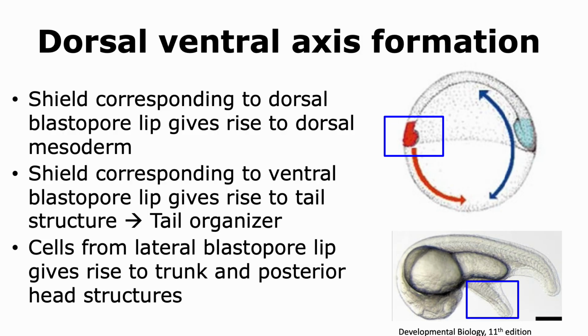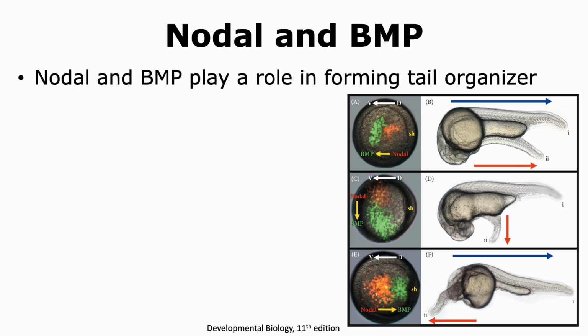Similarly, if we look at the cells that are making the lateral part of the shield, those cells give rise to the trunk and the posterior head structures. Thus, different cells present on the shield are actually able to induce the formation of different structures in embryos. Now let us look at what are the molecules that play a role in these processes.